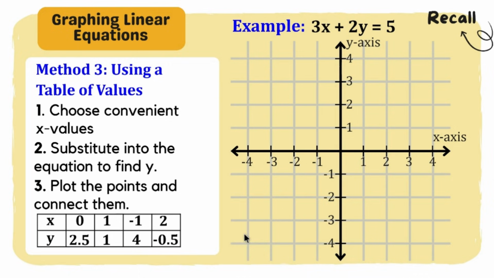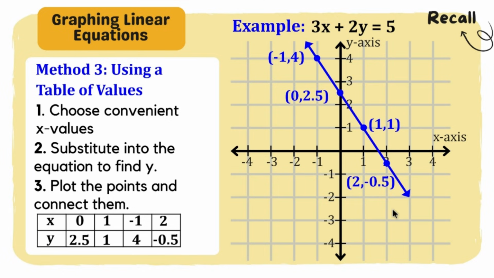Okay, so we can have the points in any order. So first we have (2, -0.5). Ito po yun. And then we have here (1, 1). And then we have (-1, 4). And then yung last is (0, 2.5). So we can just plot this all together and then connect it using a straight line. There you go. That is now our graph using the table of values.